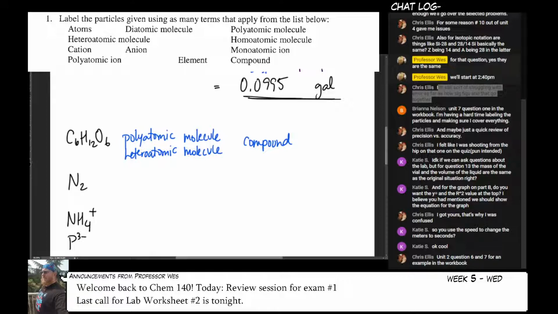Let's do the same thing for N2. So N2, is it atomic? No. Is it a diatomic molecule? Yes. Is it polyatomic? No. Is it heteroatomic? No. Is it homoatomic? Yes. There's only one type of atom. Is it a cation, anion, monoatomic ion, polyatomic ion? No, it's not an ion. There's no charges, right? Is it an element? Yes, because there's only one type of element there. Is it a compound? No, there are not more than one type of element.